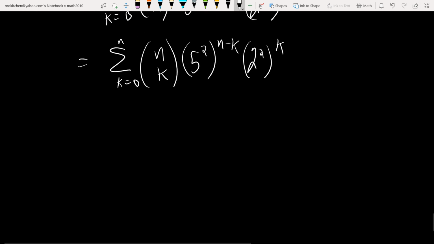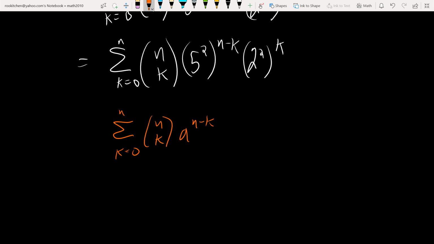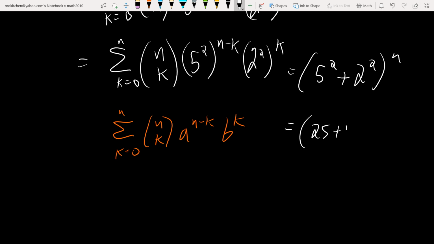All right. So recall the original form for the summation part of the binomial theorem is the sum from k equals 0 to n of n choose k times a to the n minus k times b to the k. Hopefully it becomes clear what your a and b are. Your a is 5 squared and your b is 2 squared. And then we're raising this thing to the nth power. So at the end of the day, it's going to be 25 plus 4 to the n, which of course is 29 to the n.